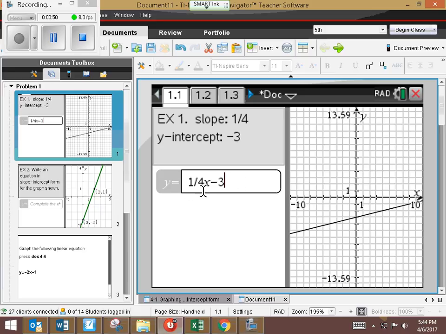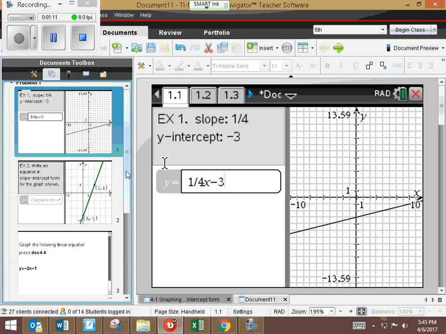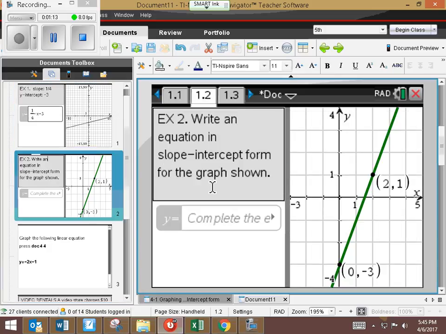Okay, so if a line has a slope of 1/4 and a y-intercept of -3, then the equation of the line is y equals 1/4 x minus 3. y equals mx plus b. m is 1/4, b is -3. Okay, so let's look at example number two.